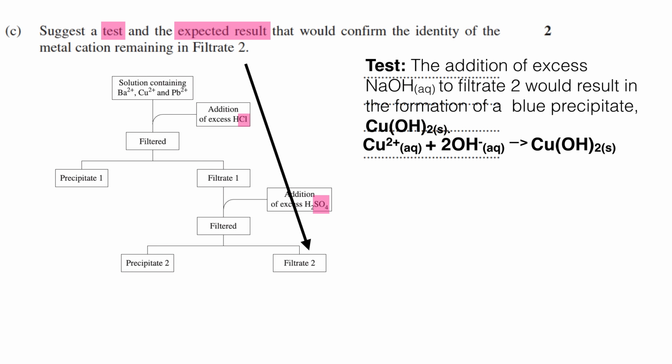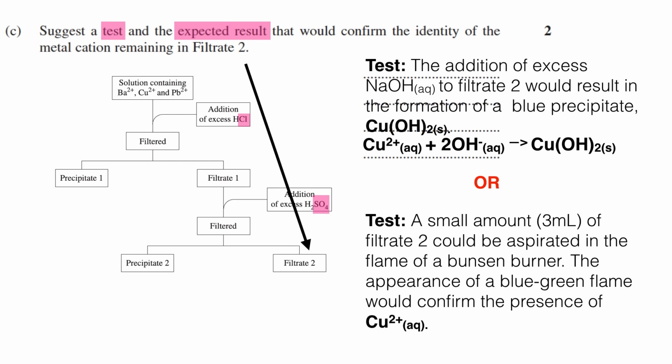Now that would get you 2 marks, however some of you are probably thinking there's another test I could have done. And so I'll mention that here as well, but you would not need to mention both tests to get the 2 marks here. You could, of course, expose the final solution to a flame and observe the colour for a flame test. A small amount, it's always good to suggest an amount, 3 mL of filtrate, you could have said 2 mL, 1 mL, a fine mist. You want to suggest an amount wherever possible when describing tests. A small amount, 3 mL of filtrate, could be aspirated in a flame of a Bunsen burner.